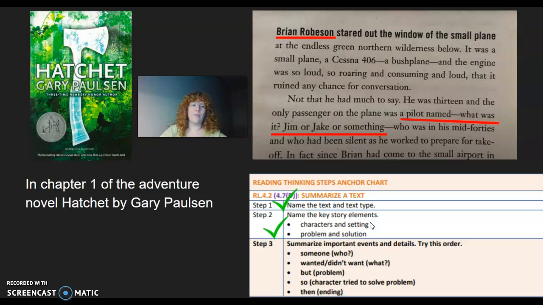Now I can go to step 3. I'm going to put all my thinking together and summarize the important events and details. Now, a good reader puts them in an order that makes sense. And some of you might remember, someone, wanted, but, so, then. Someone or who, our character, wanted. What was their motivation? What did they want? But, what was the problem? So, how did they try to solve the problem? And then the ending. Now that I know which order to organize my thoughts, I can write it down.